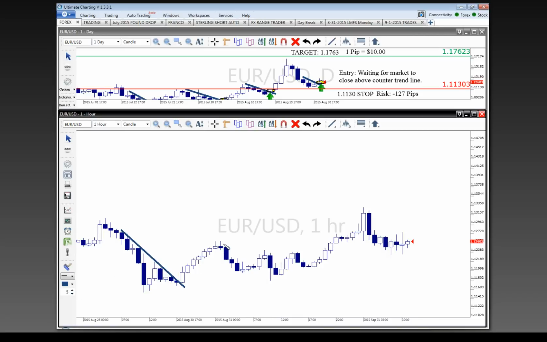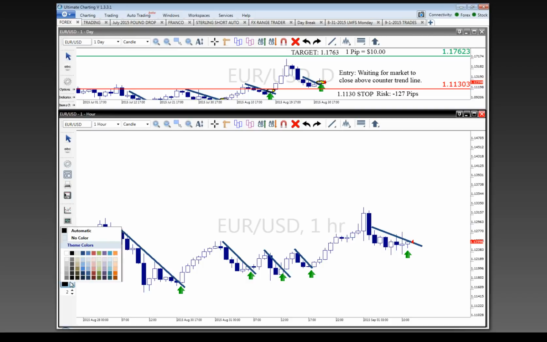And counter trend line break 1, counter trend line break 2, counter trend line break 3, counter trend line break 4, waiting for another counter trend line break. So far, we could have bought there, there, there, there, or there. Is this market moving fast and aggressive? No, not at all. Look at it.